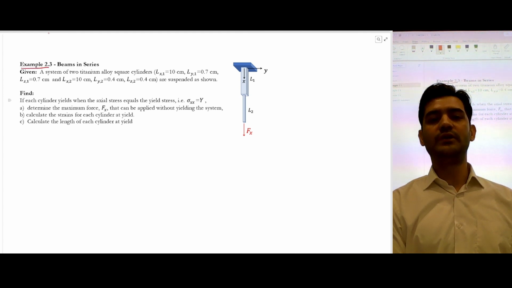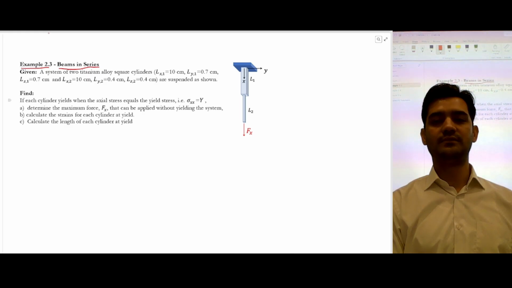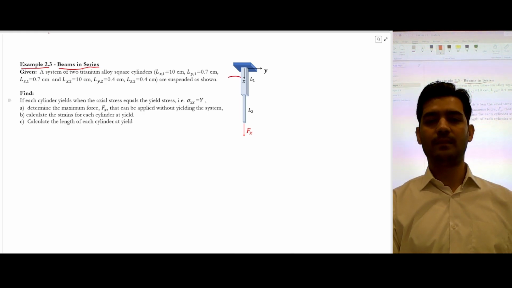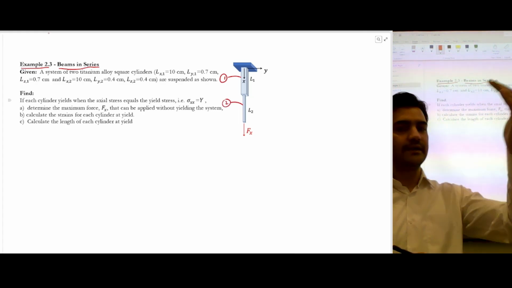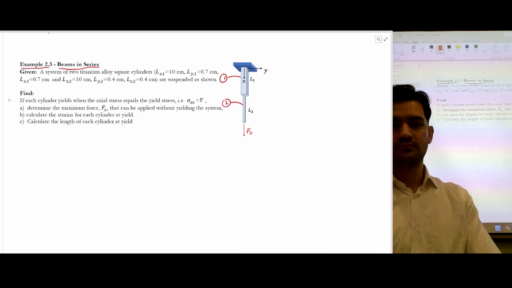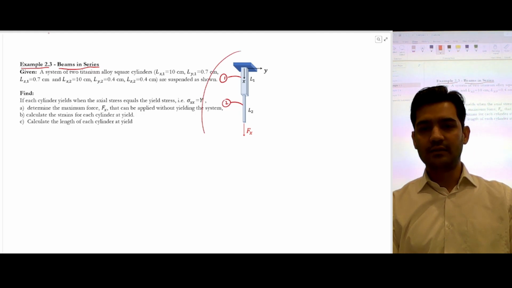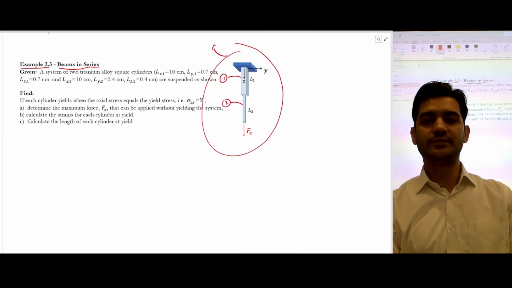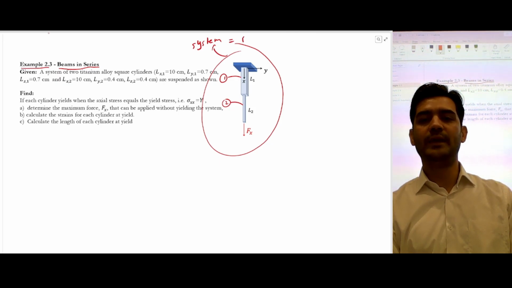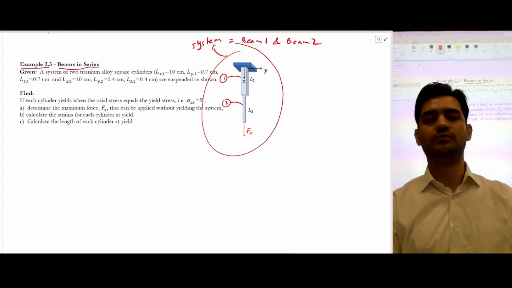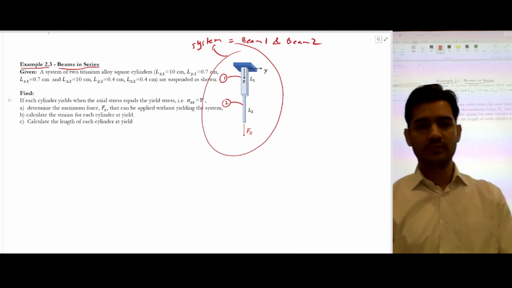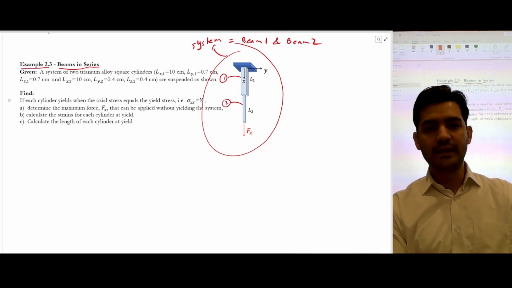So this example 2.3 is beams in series. So you have beam 1 and then you have beam 2, which is connected in series. So the entire thing is called a system. So this system has two beams, beam 1 and beam 2. And the system of two titanium alloys.